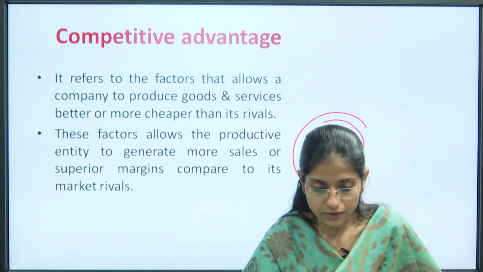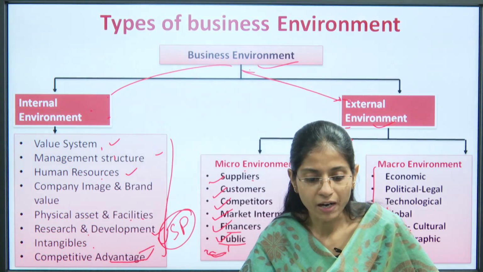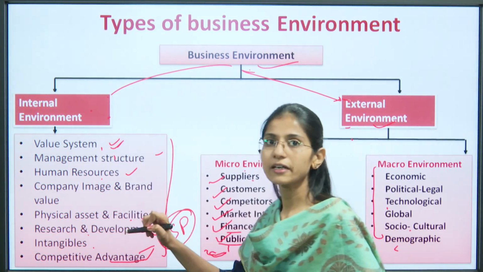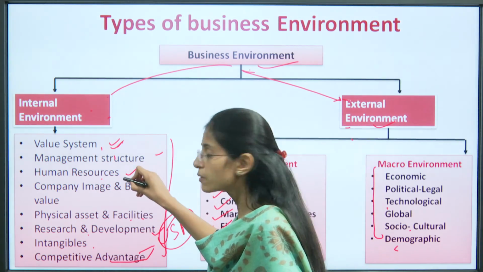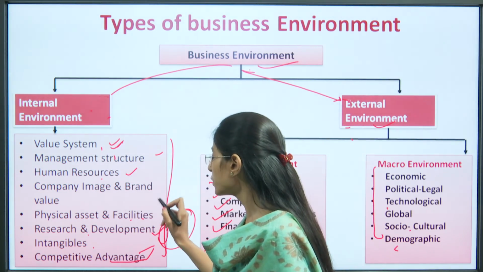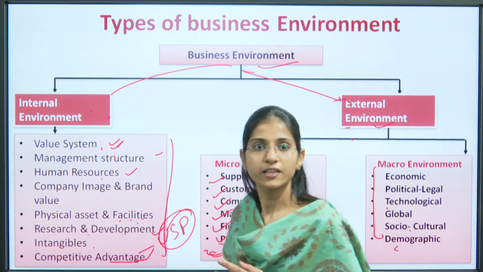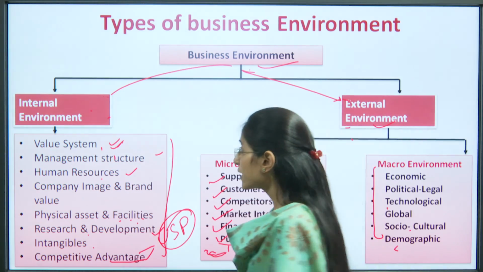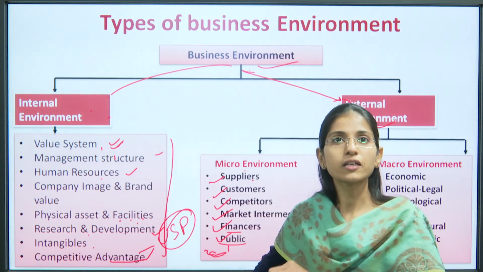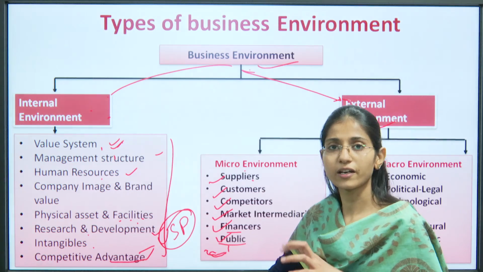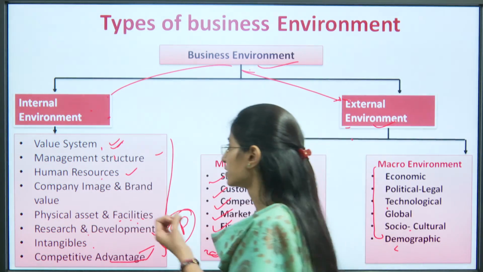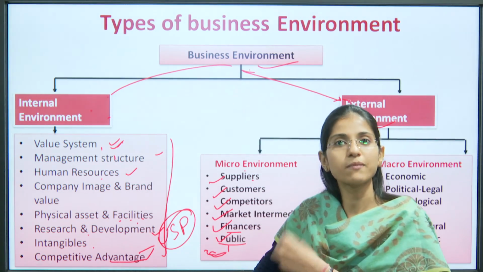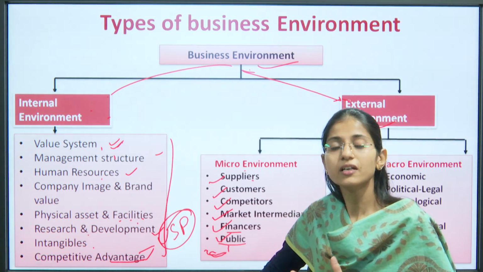So, today we have seen all these internal environment factors: value system, management structure, human resources, company image and brand value, physical asset and facility, research and development, intangibles, and the competitive advantage. These are all the factors which are under the control of a business organization. The organization can decide the future by controlling all these factors and changing them from time to time as per the requirement of the business environment.